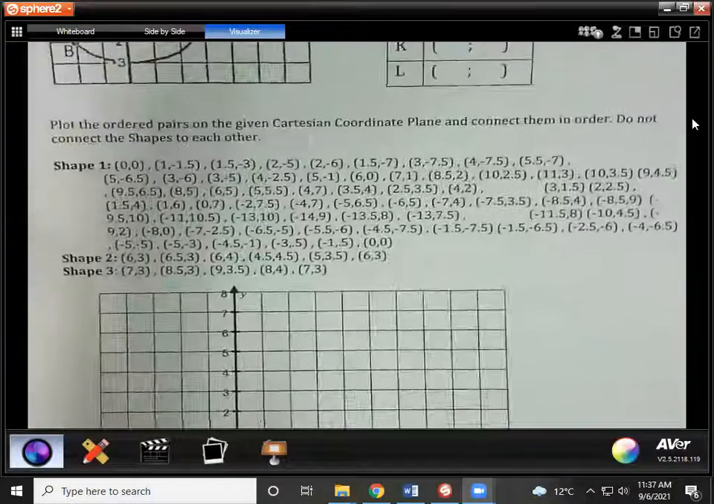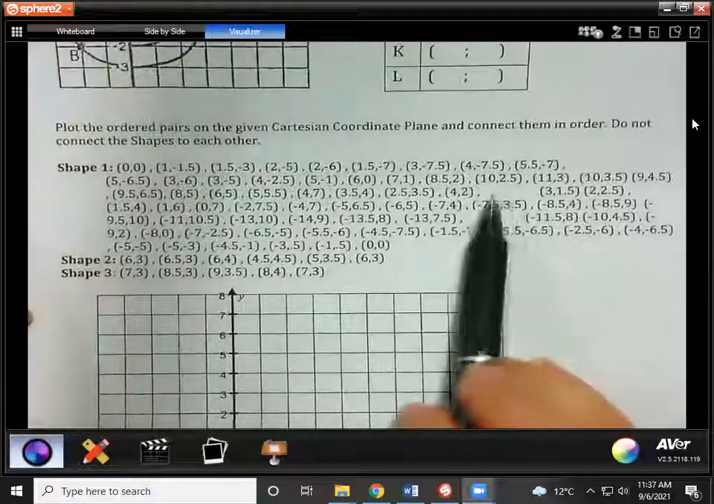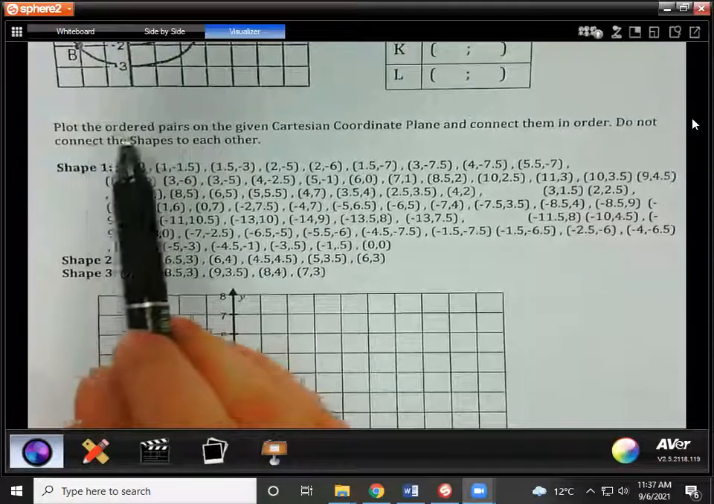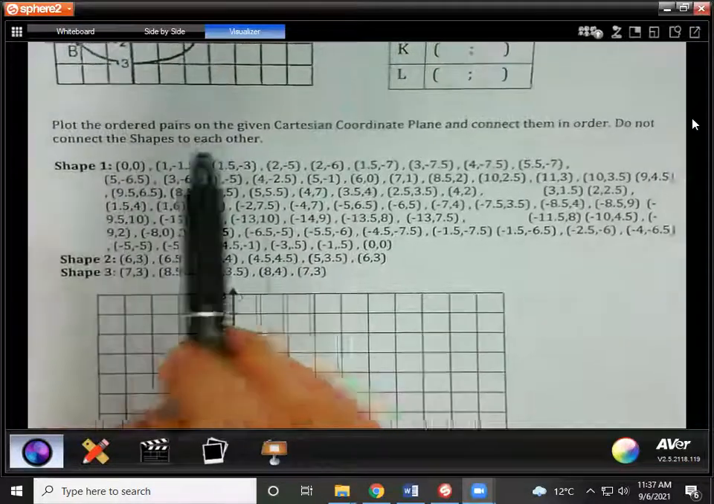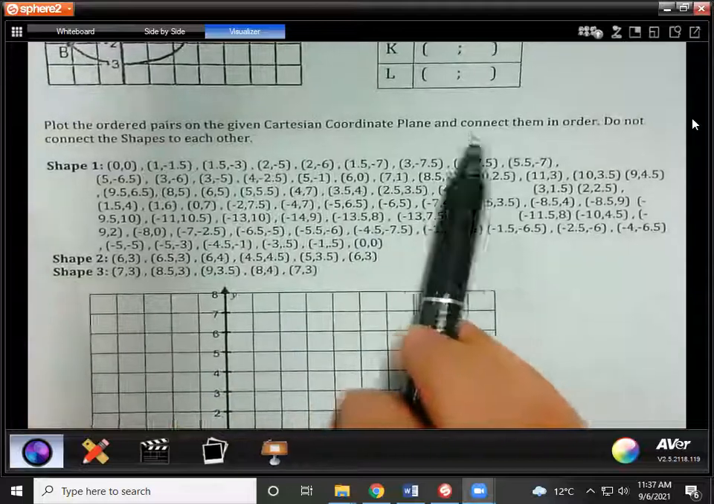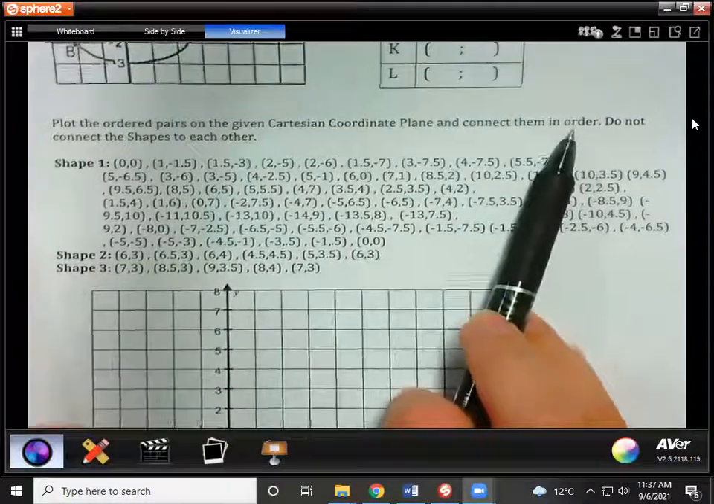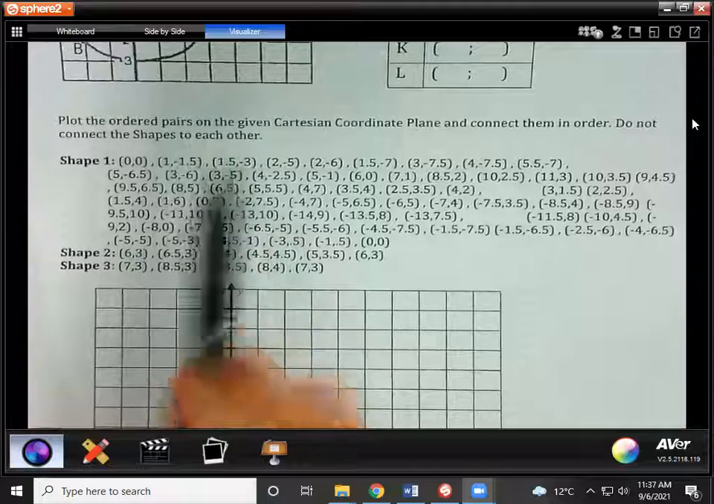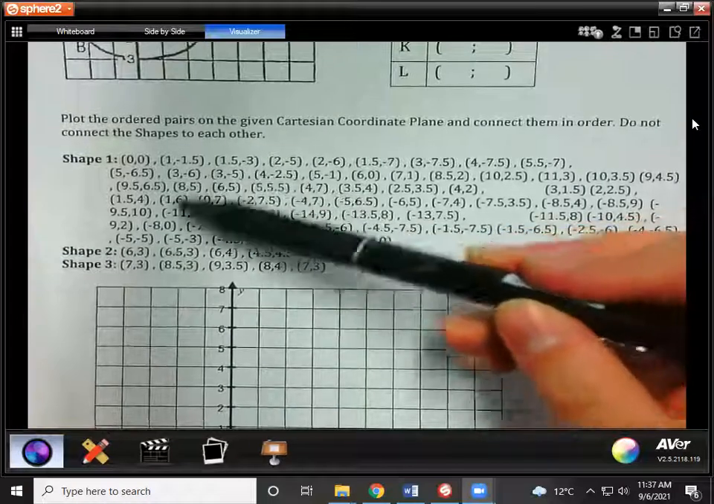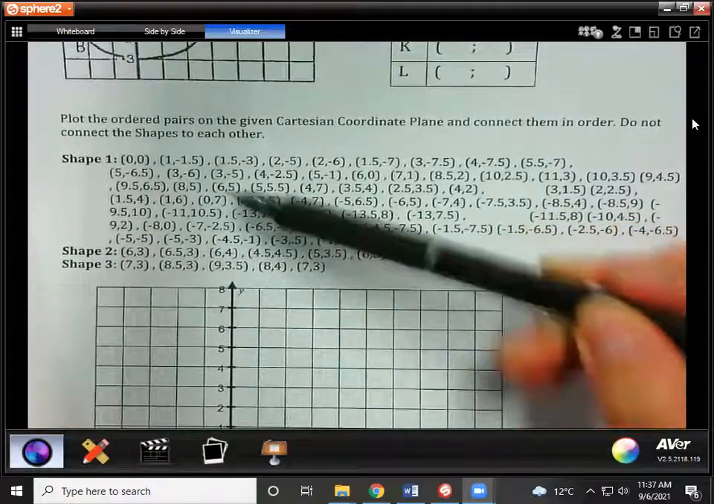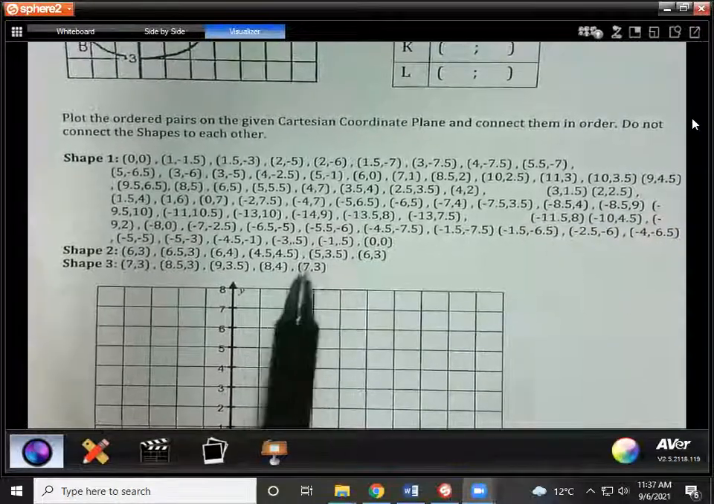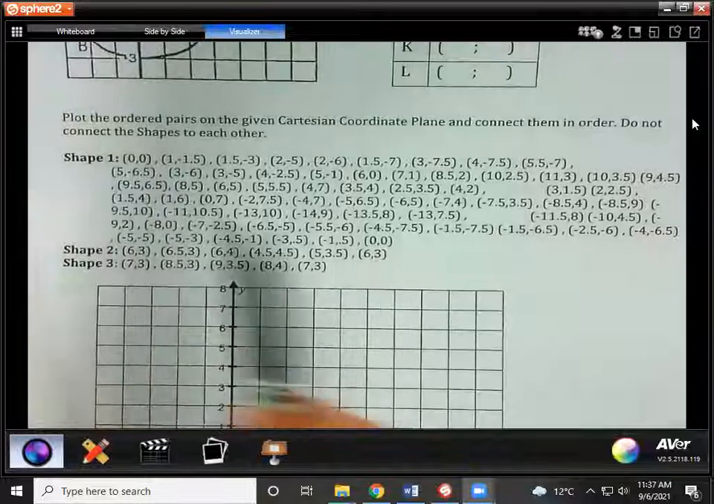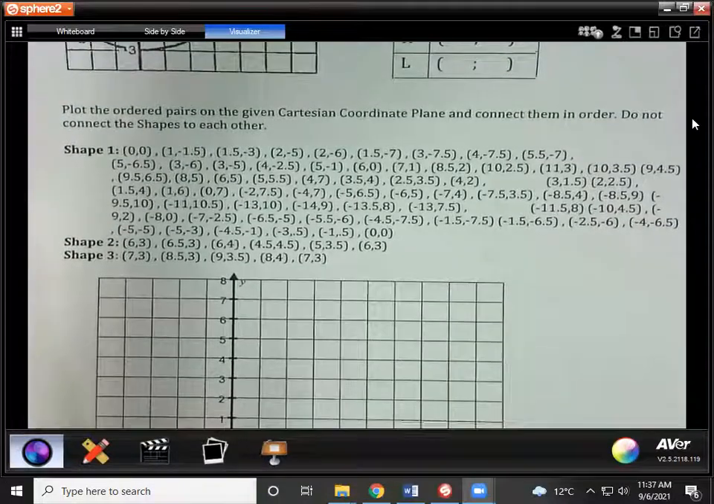Okay, if we're looking at number 2, I'm just going down quickly. Oh, sorry, there's a funny gap over there. Plot the ordered pairs. Now, ordered pairs are just points basically on the given Cartesian coordinate plane and connect them in order. Do not connect the shapes to each other so that you can see they've given you lots of points for shape 1, lots, not so many points for shape 2 and shape 3. You have to plot all of these points and then connect them in order. Okay, so it's going to take some time.